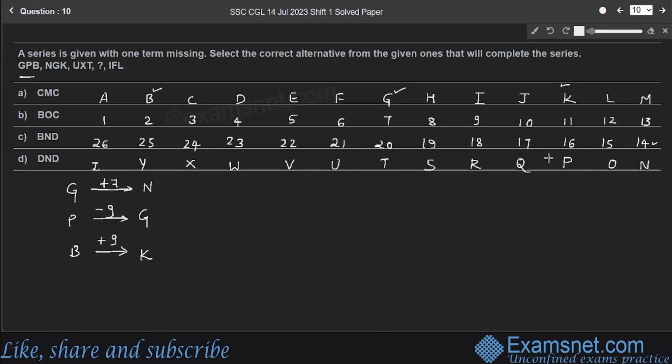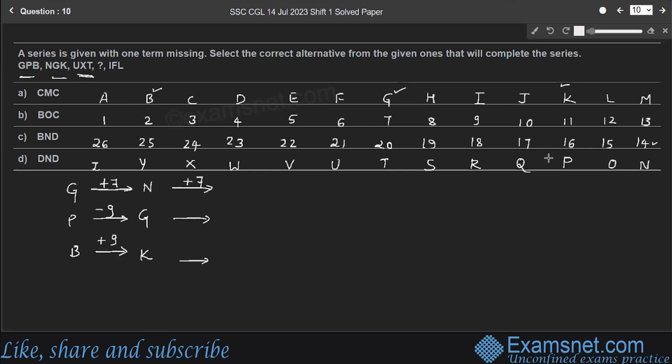Therefore, for the first letter, add 7 to get the first letter of the next cluster. To the second letter, subtract 9, right? To the third letter, add 9, right? So here the logic is, first letter plus 7, second letter minus 9, third letter plus 9, right? So to get the third letter cluster, we need to add 7.